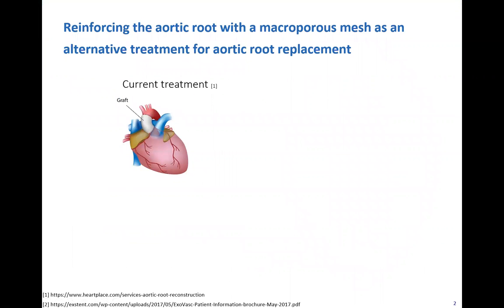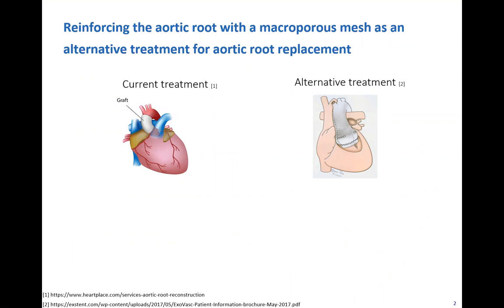Marfan patients with a dilated aortic root are often treated by replacing their ascending aorta by an artificial graft. After this replacement, anticoagulation therapy is needed for the rest of the patient's life. A more recent treatment option is to reinforce the aortic root by means of a personalized support.